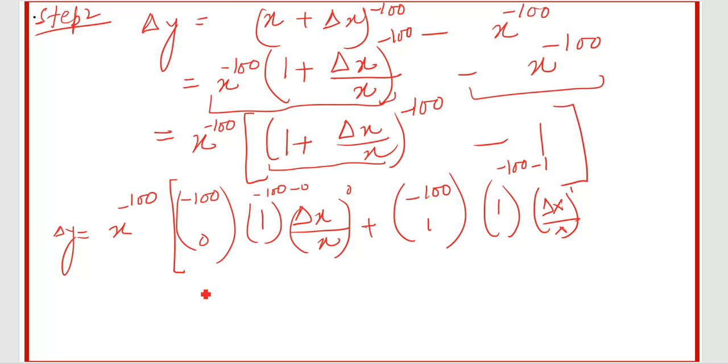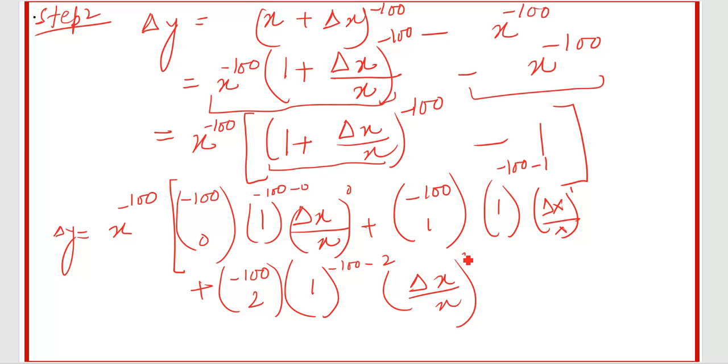Right, I can write down here the remaining part, but you have to continue here if you have room. So here is minus 100 nC2, and the power of 1 is minus 100 minus 2, and for b we have delta x over x square, plus so on, minus 1. So here I can write down x raised to power minus 100 will remain the same. nC0 is equal to 1.